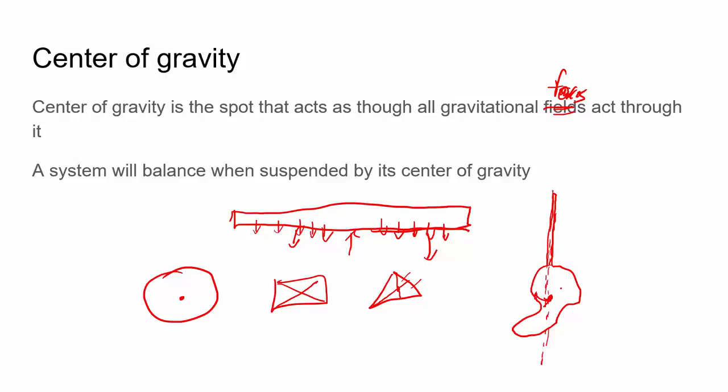Then you could suspend this thing from another string and find where the two lines intersect, and you would get its center of mass. So you can find the center of gravity for oddly shaped objects. We're basically only going to deal with rectangles and uniform objects where their center of mass is basically their centroid.